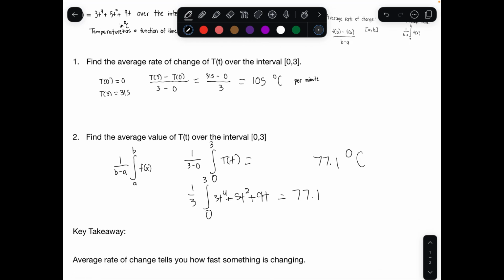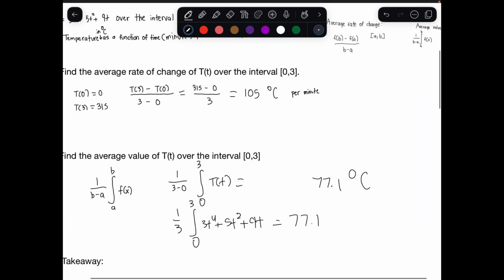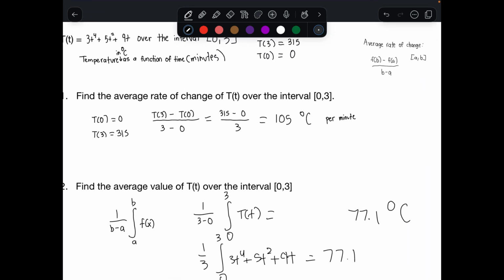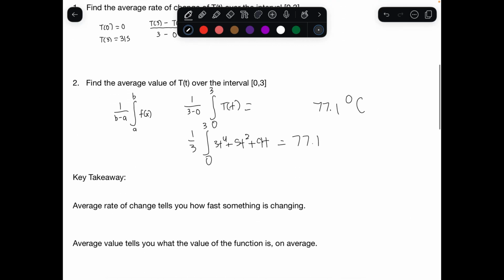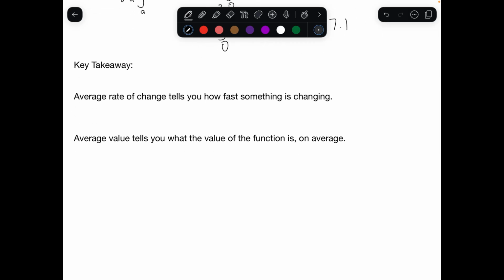So these are two common types of questions you could see. Obviously, it's going to be much harder than this on the actual AP exam or whatever AP exam you take, Calc AB, Calc BC. But it is important to know the difference between this because this concept shows up on nearly every AP exam. So the key takeaway to realize is the average rate of change tells you how fast something is changing. So in this case, how fast the temperature is changing over an interval. An average value tells you what the value of the function is on average. So like what the value of the temperature is on the interval 0 to 3.